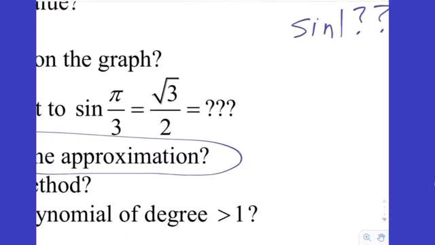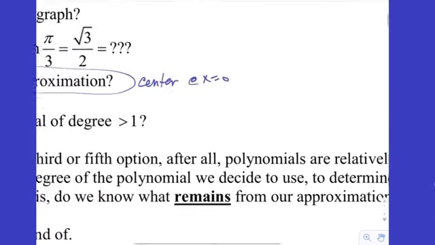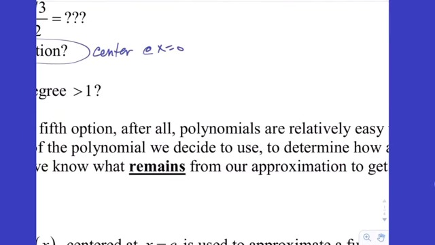Where would you center it? If you wanted to figure out sine of 1, where would you center your approximation? Yeah, 0 would be a real good one, right? Because 0 is close to 1, and we know the exact value of sine of 0. So a tangent line approximation. What else could we do?